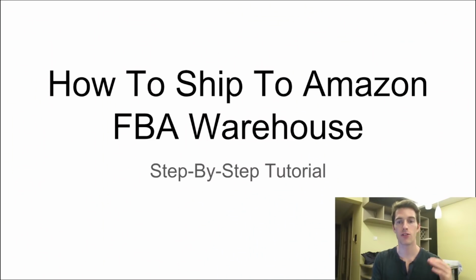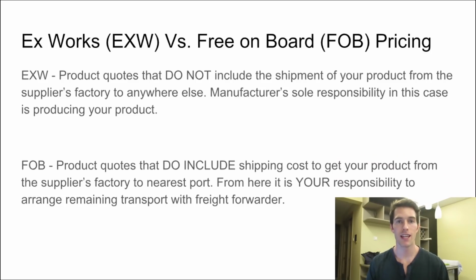All right, how to ship to Amazon FBA warehouse, a step-by-step tutorial. Let's go. First thing that you need to know is some different terminologies. First, we have Ex Works and Free on Board. You'll often see these as EXW and FOB. Why it's important to know this first is because when you're getting quotes from your supplier, oftentimes they will quote you in terms of EXW or FOB. So what does that mean?